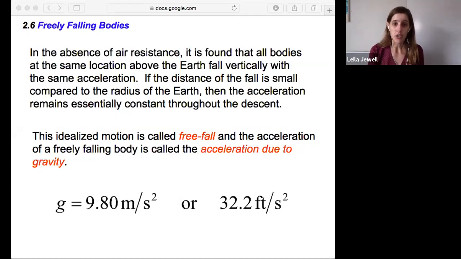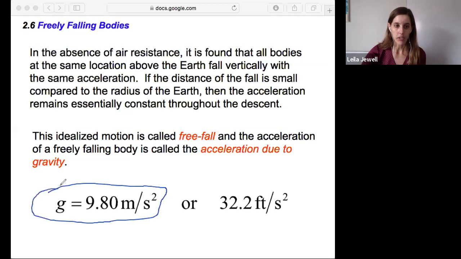So this is idealized motion. It's called free fall because you are freely falling. And the acceleration of a freely falling body is called the acceleration due to gravity, or in some cases we just call that gravity for short. So gravity, or the acceleration due to gravity, g, has the magnitude of 9.80 meters per second squared, or in math class you may have seen it's about 32 feet per second squared. In this class, we're going to really be working just with this 9.8 meters per second squared. So that's the one that you need to know. This gives you the magnitude of the acceleration.